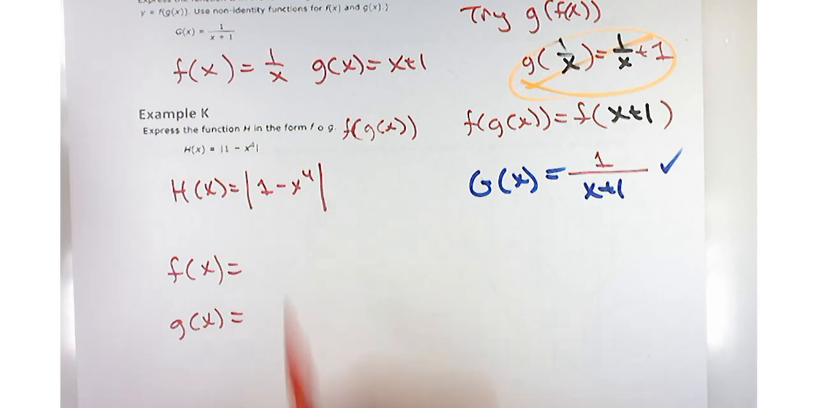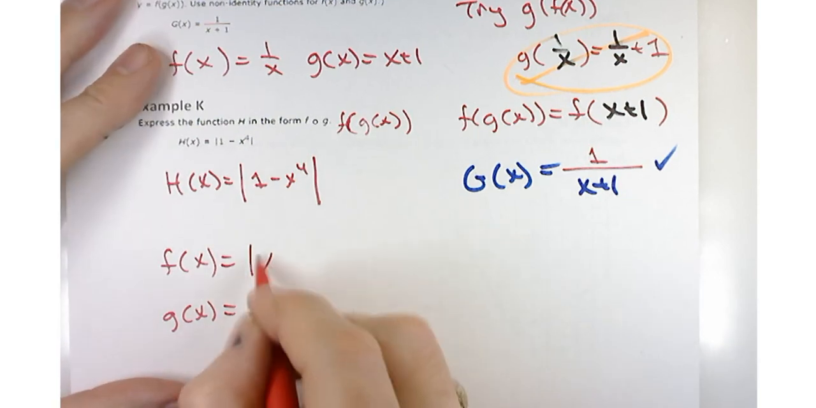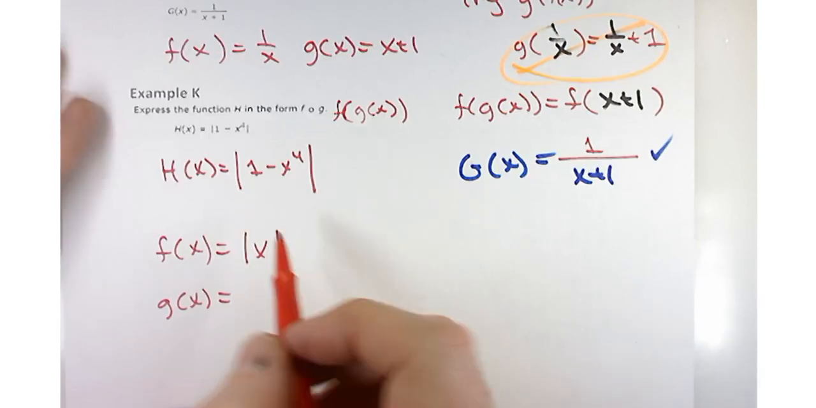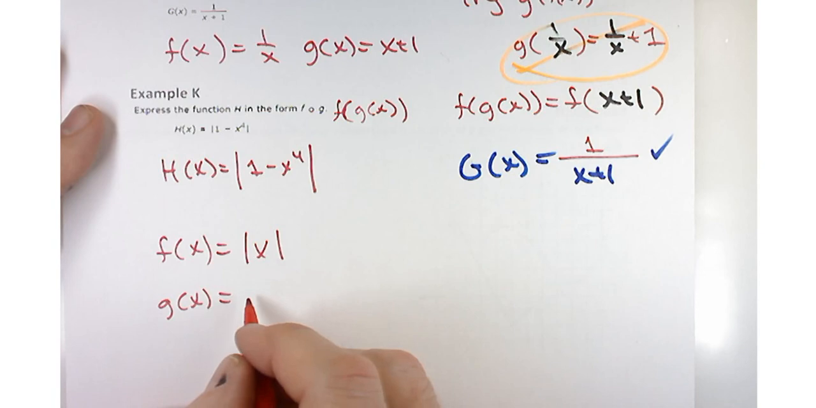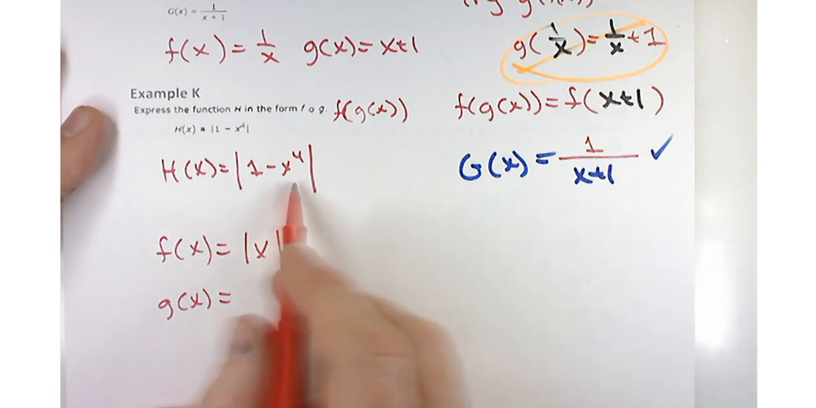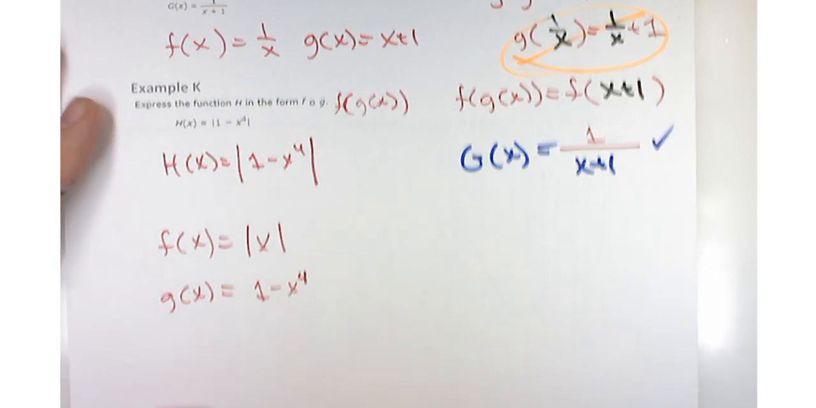So what's the outside function? What's the function you see first when you start looking at this problem? Yeah, the absolute value. So the absolute value of x would be your outside function. Dalen, what's that give us for the inside function? What's inside of our absolute value? Yeah, 1 minus x to the fourth.